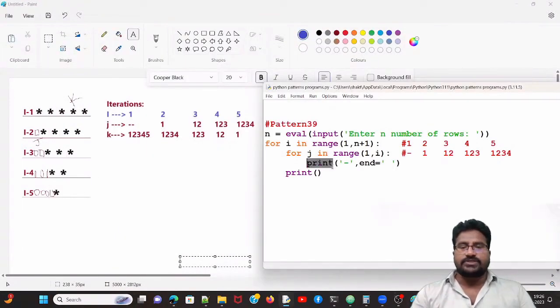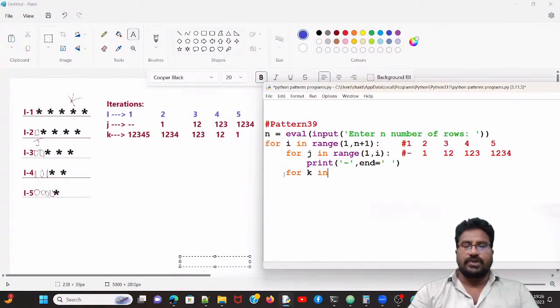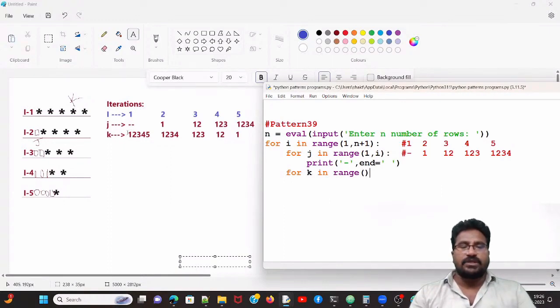Now let's go for the next loop, k in range of. So the first time, how many times does k iterate? 5 times. Each time it displays a star. So 5 times means starting 1, ending 5, next 4, next 3, next 2, next 1. So I take n. If I take the ending value 1, n means 5. 5 before 4, only 4 times will come.